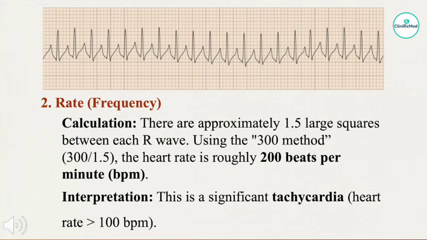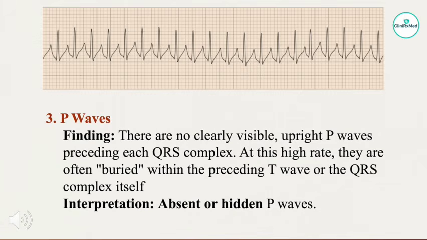Next, we calculate the heart rate. We observe that there are approximately 1.5 large squares between consecutive R waves. Using the 300 method, 300 divided by 1.5 equals approximately 200 beats per minute. A heart rate of 200 beats per minute indicates severe tachycardia, as normal heart rate ranges from 60 to 100 beats per minute.